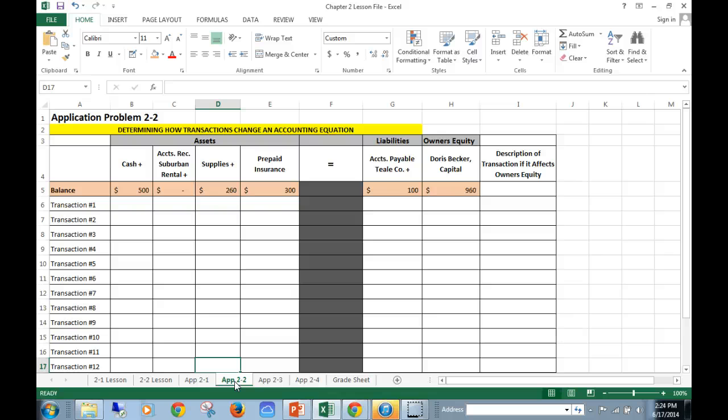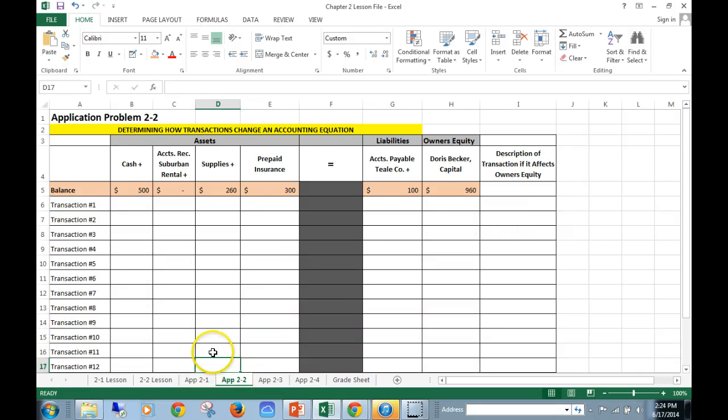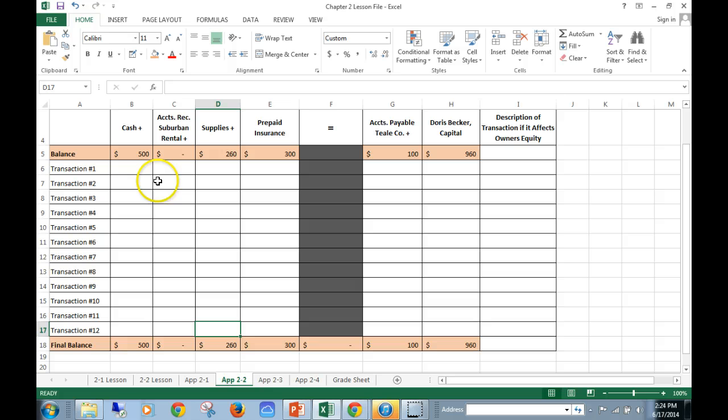And this is on page 34. It is the exact same thing as application problem 2-1. However, you need to fill this out on your own. And you'll notice that instead of 8 transactions, there's 12 transactions.